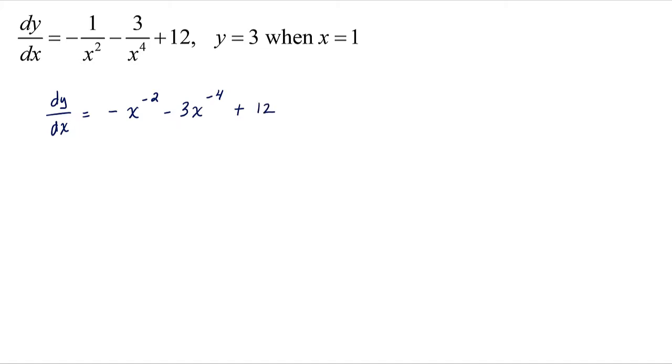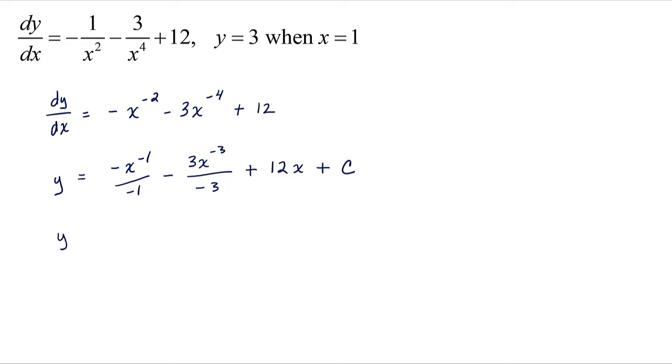Now let's find the antiderivative of both sides of this equation. The antiderivative of dy/dx is y. The antiderivative of negative x to the negative 2 power will be negative x to the negative 1 power over negative 1. The antiderivative of our next term will be minus 3x to the negative 3rd power over negative 3, plus the antiderivative of 12, which will be 12x, and we cannot forget plus our constant c.